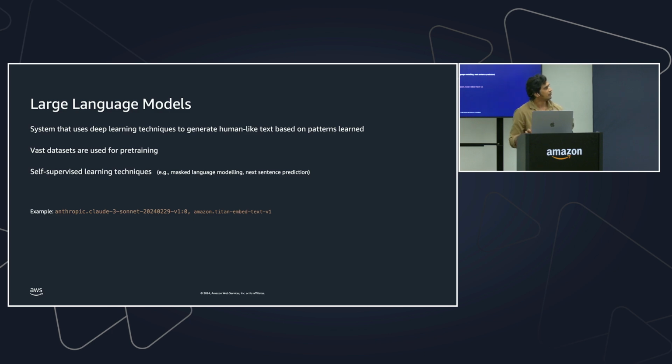For example, you can build a question answer chatbot, or you can build a summarization tool which can take large articles and summarize what's in that article. You can also build tools like translators which can convert one language to another language. So in today's solution, we are using two LLMs. One is from Anthropic, called Anthropic Claude 3 Sonnet. And to convert our text to embeddings, we are using Amazon Titan Embed.